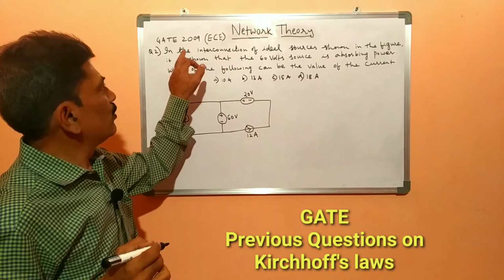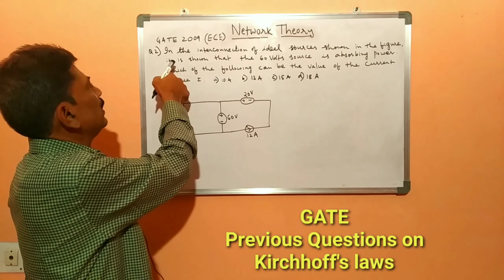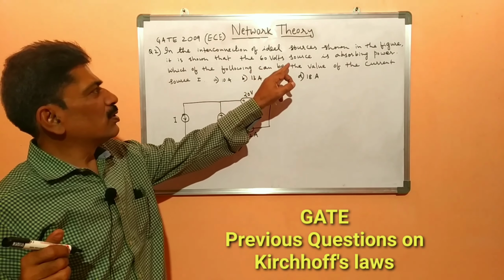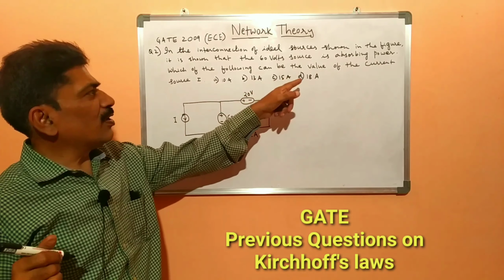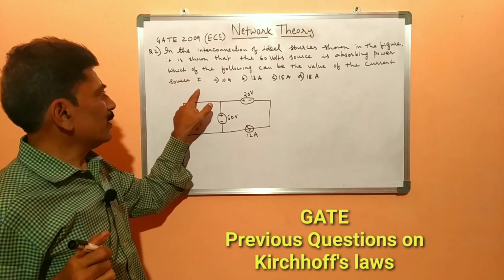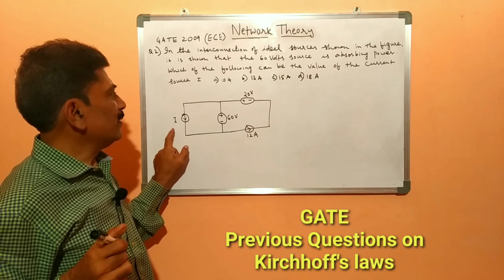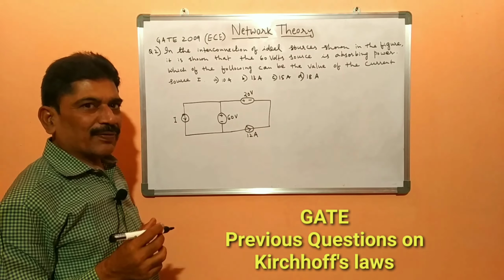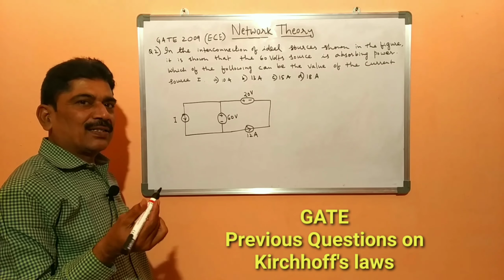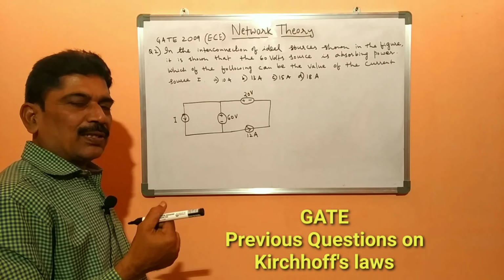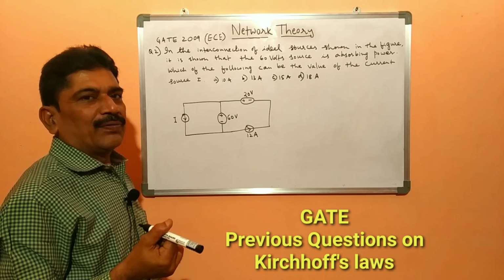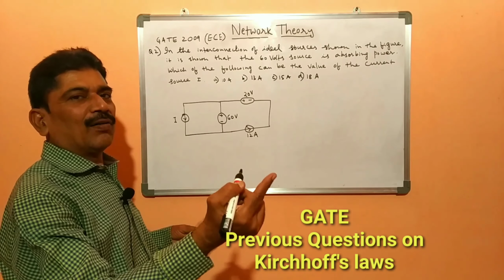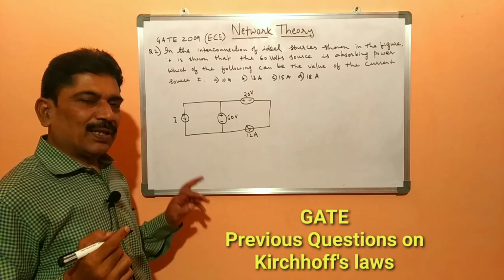This question came in 2009. In the interconnection of ideal sources shown in the figure, it is shown that the 60 volts source is absorbing power. Which of the following can be the value of the current source I? That means we should find out the current I. It can be any one of these options, A, B, C and D. So if any source is absorbing power, current should be entering the positive terminal of the source which is absorbing. If it is delivering power, the current should move out of its positive terminal. Same is applied to the current source also.